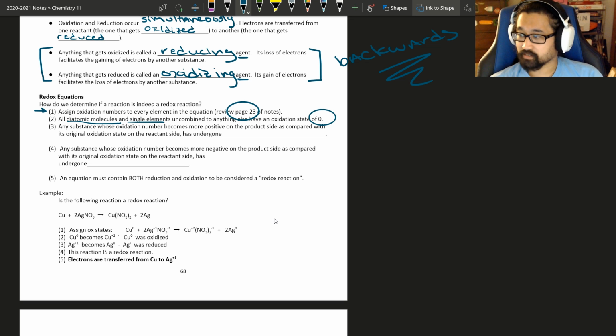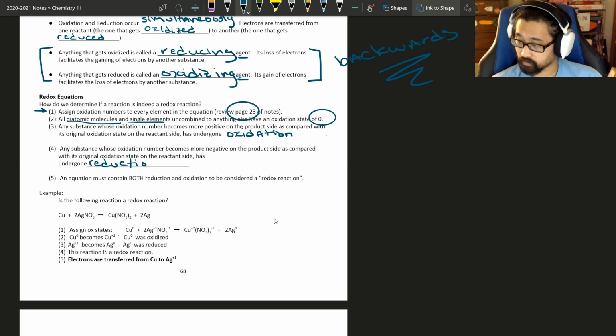Any substance whose oxidation number becomes more positive, if it goes up on the product side compared to the reactants, has undergone oxidation. Right. If the oxidation state, if the number goes up, it's going through oxidation. Any substance whose oxidation number becomes more negative on the product side, so the number goes down, that means reduction.